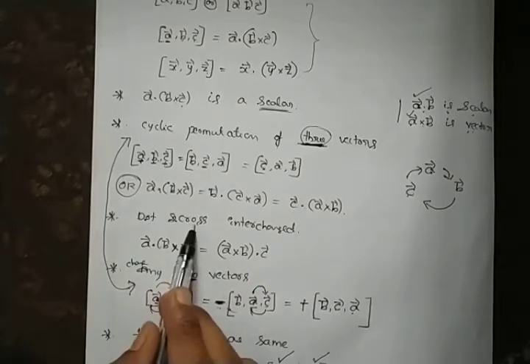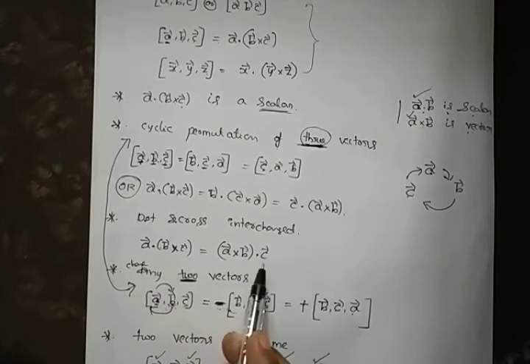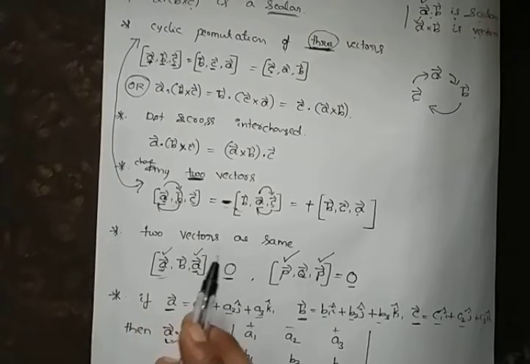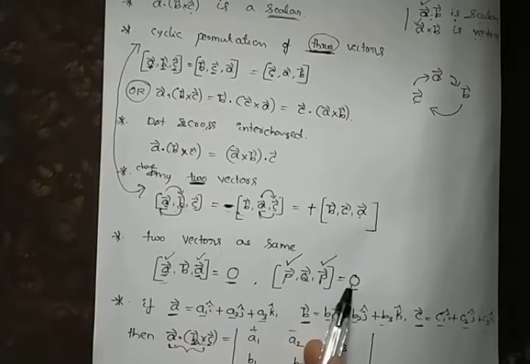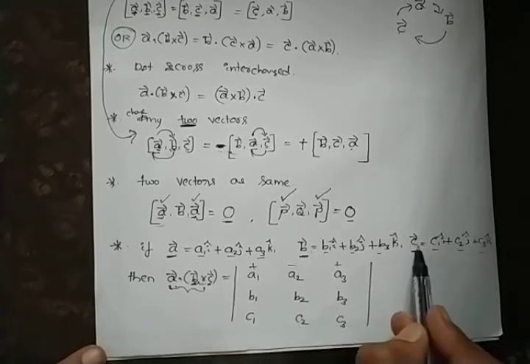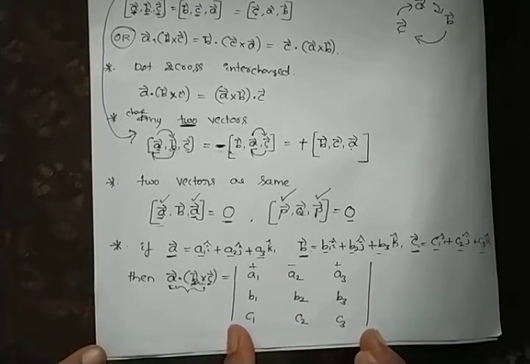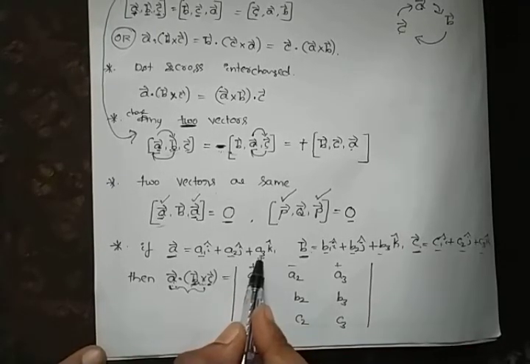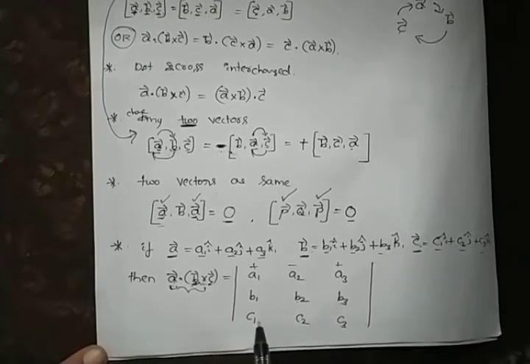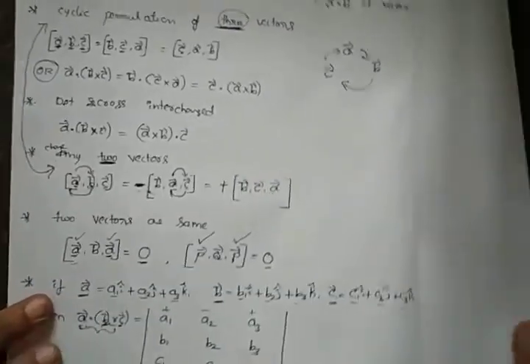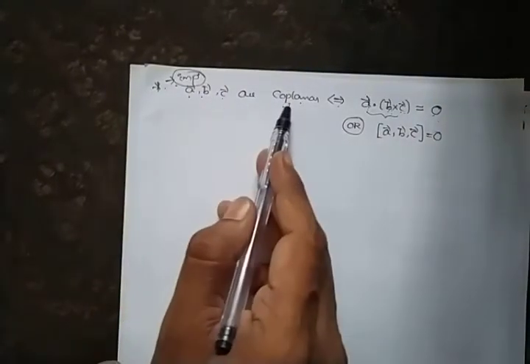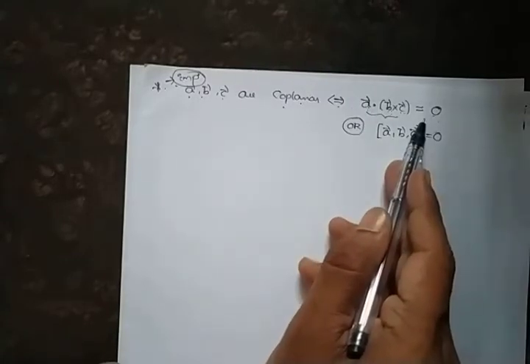Next, dot and cross can be interchanged, like A dot B cross C equals A cross B dot C, right? Next, if two vectors are the same in the scalar triple product, then that value is 0. Next, here we have the procedure to find the scalar triple product of A vector, B vector, C vector. To find A dot B cross C, we use the determinant method: A1, A2, A3, the scalar components of the vector A; next, B1, B2, B3; next, C1, C2, C3. Last point, A, B and C are said to be coplanar if and only if A dot B cross C is 0. Okay, right?